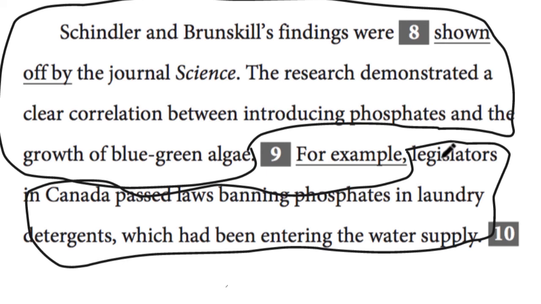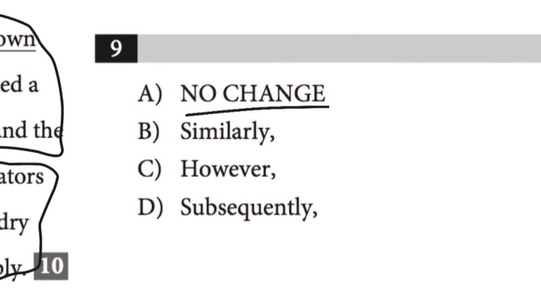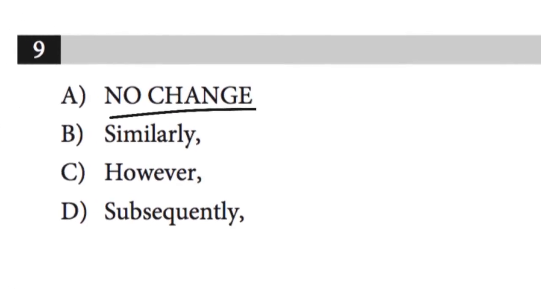Now, the final step. Let's go to the options and see which one means something like after. The first option is no change, which also means sticking with, for example. It doesn't make any sense that the legislators banning phosphates is an example of what the research demonstrated. The ban is not an example of the research. So A is out.